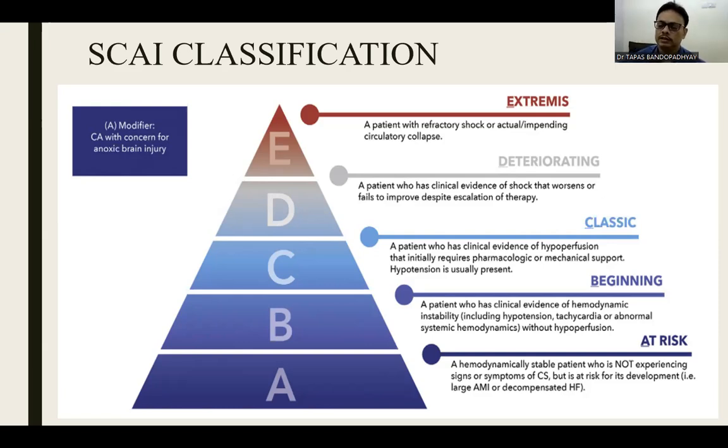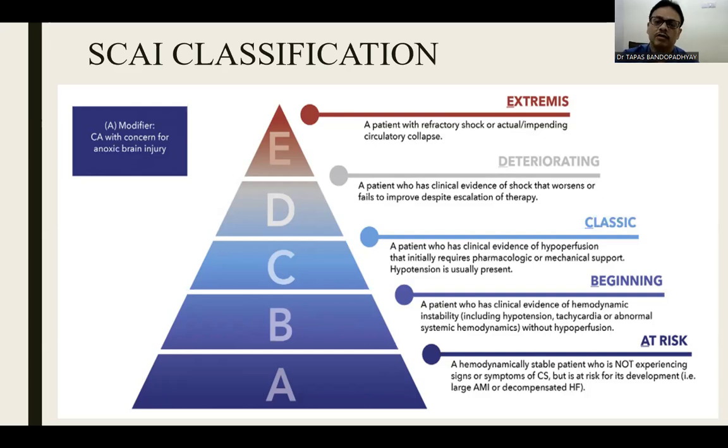He is a hemodynamically stable patient who is not experiencing signs and symptoms of cardiogenic shock, but is at risk for its development, that is large myocardial infarction or decompensated heart failure. Beginning is the pre-shock stage, where the patient has clinical evidence of hemodynamic instability already, including hypotension, tachycardia, or abnormal systemic hemodynamics without hypoperfusion. Every clinician should try to understand and detect shock at least in this stage, that is at risk or in the beginning.